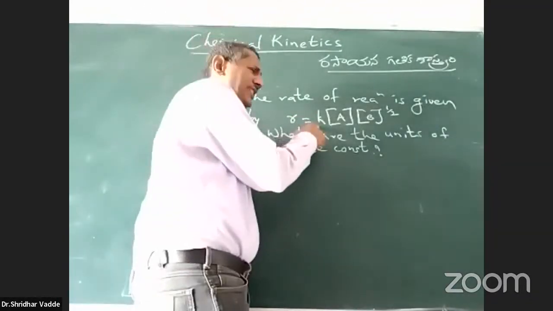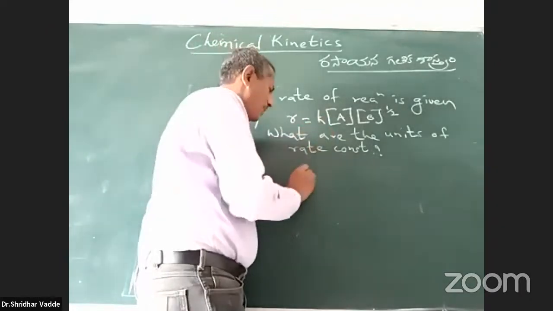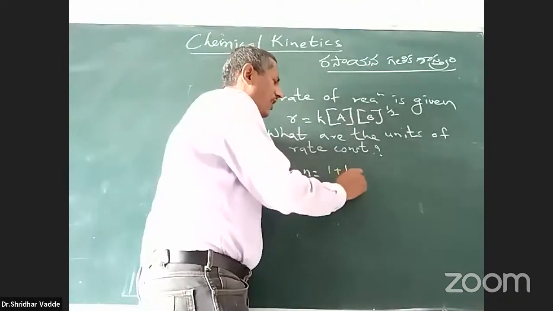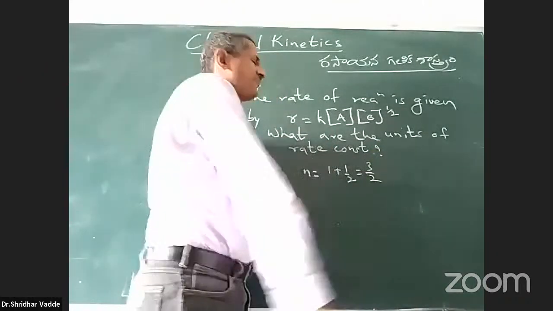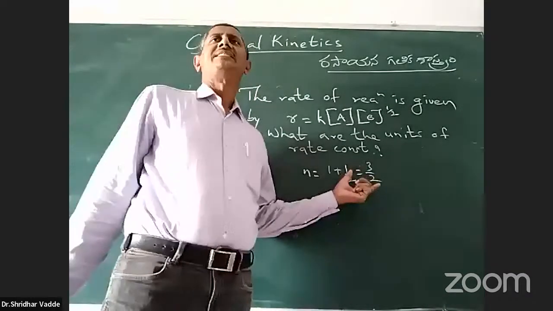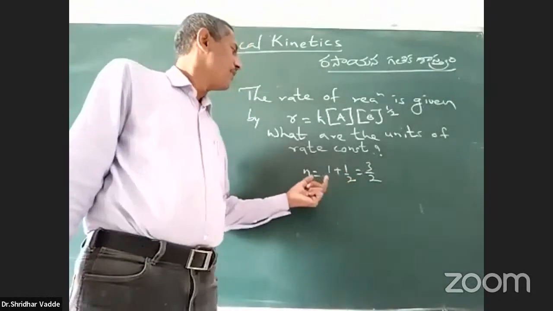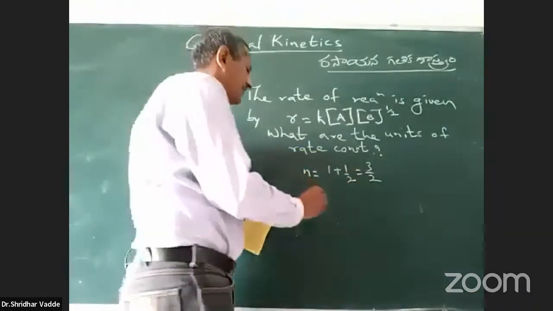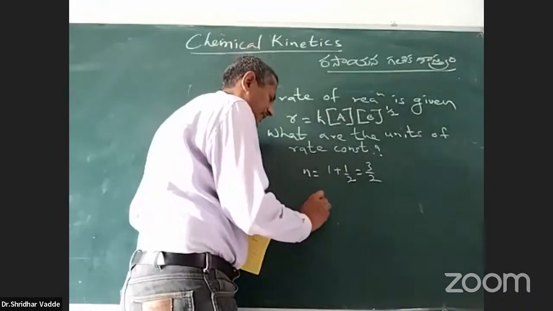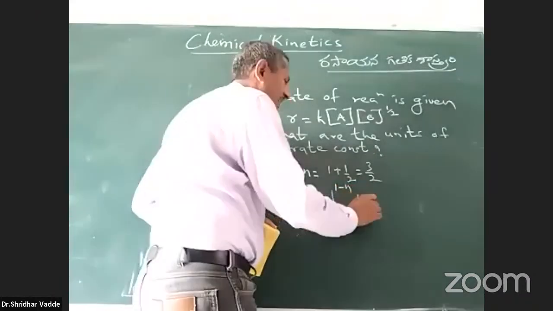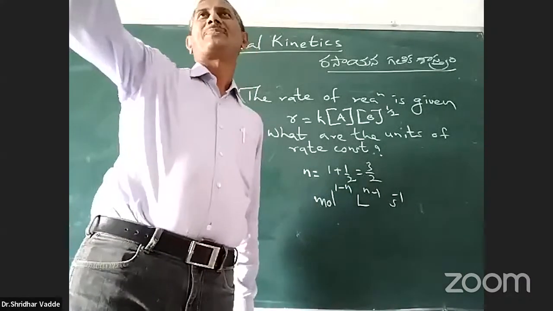Here, this is the rate equation, and from that we are able to know the order of the reaction. That is, n is equal to 1 plus half, that is equal to 3/2. So the order of the reaction is 3/2. So therefore, we have to write the units of K here. Yesterday we have discussed the units of this one: mol^(1-n) L^(n-1) second inverse.